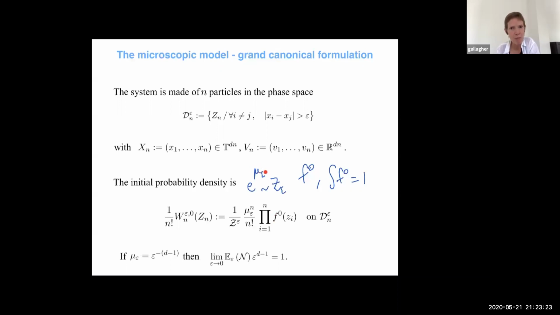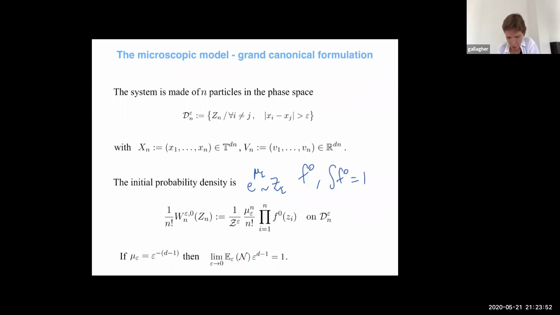If I want to remember, I have this Boltzmann-Grad scaling. What I need is that the average number of particles multiplied by epsilon^(d-1) has to be of size 1. Alpha will be equal to 1 here. So the average number of particles, calligraphic N, is the number of particles of my model. If I take its average times epsilon^(d-1), this has to be equal to 1. That means that mu epsilon, which is the average number of particles, is equal to this number here.